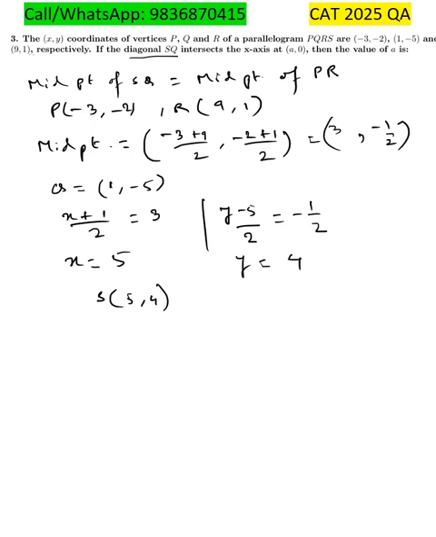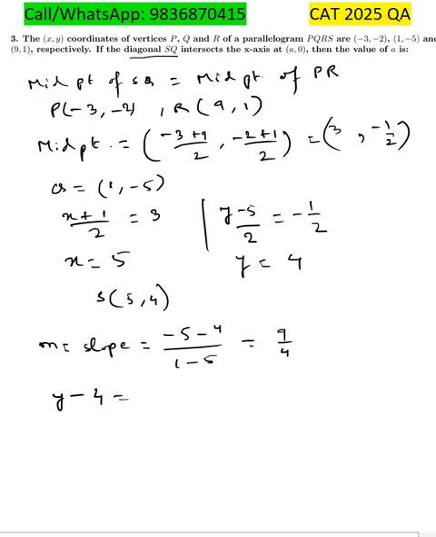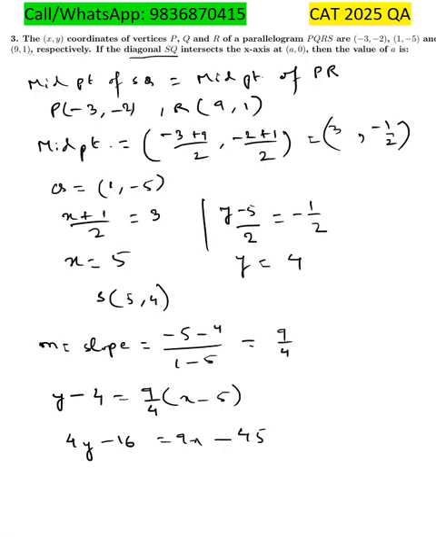So we have S and Q. So now slope is equal to (-5 - 4)/(1 - 5). So this becomes 9 by 4. So our equation becomes y - 4 equal to 9/4 (x - 5), 4y - 16 = 9x - 45.